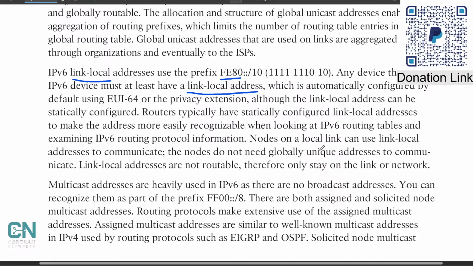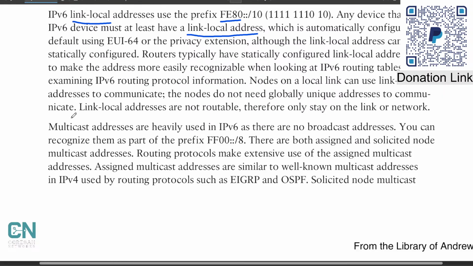Nodes on a local link can use link local addresses to communicate. The nodes do not need globally unique addresses to communicate. Link local addresses are not routable. Therefore, they only stay on the link or network.